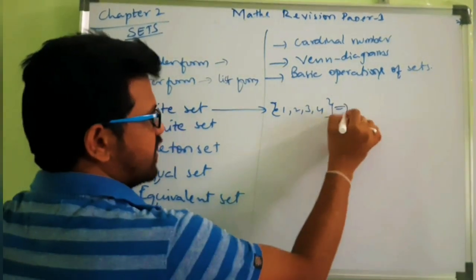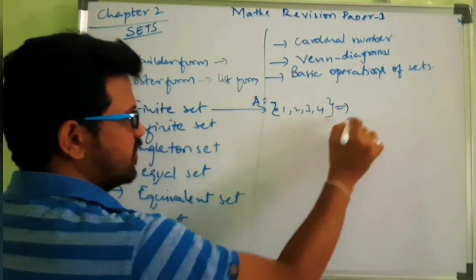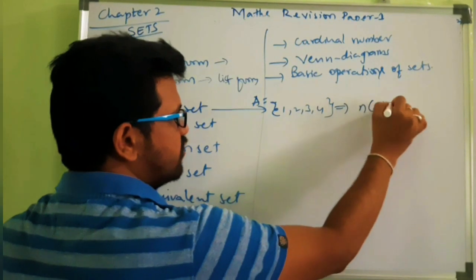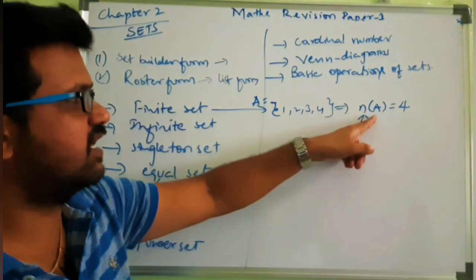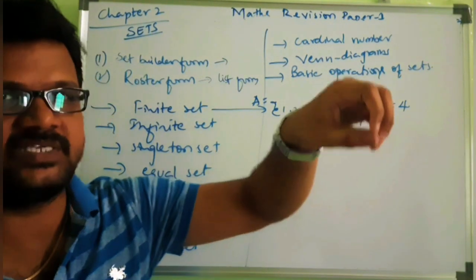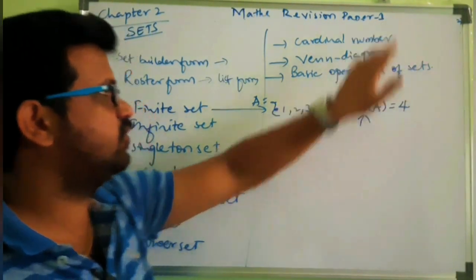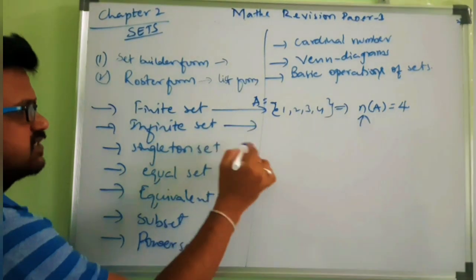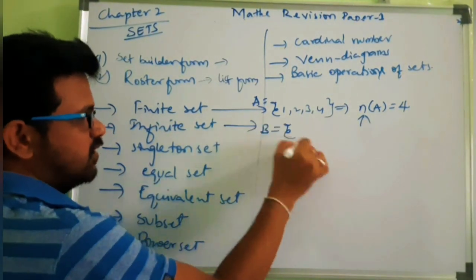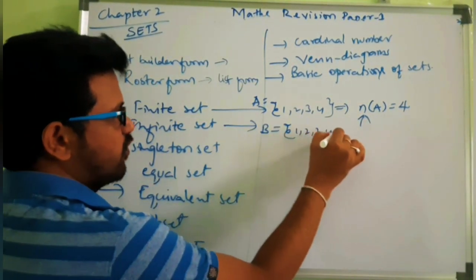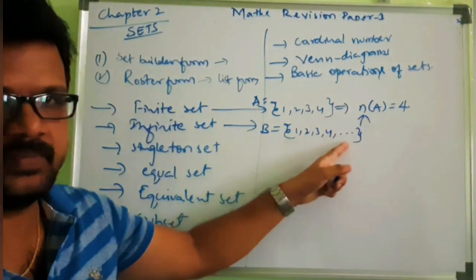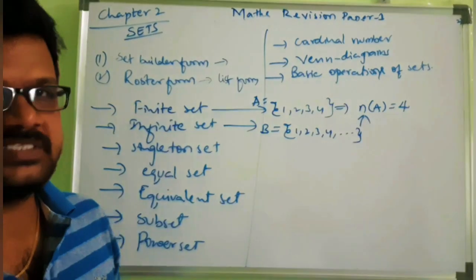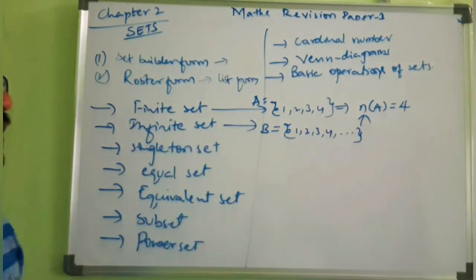How many are there? 4. So this one we can write, for example, set A, that is n of A is equal to 4. What is this n of A? Cardinal number, nothing but the number of elements in the set. And next, infinite set, set B is equal to 1 2 3 4, and so on. See here, we cannot count the elements, there are uncountable elements, so that's why it is an infinite set.